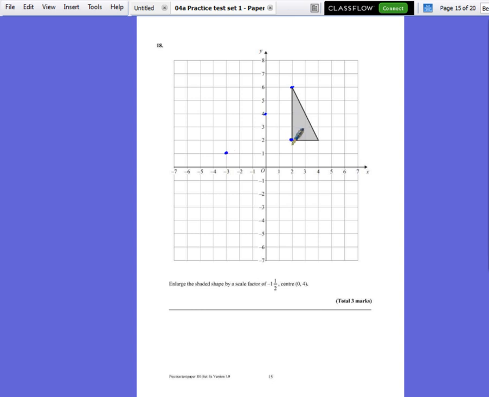This corner is 2 right and 2 down, so I'm going to go 3 left and 3 up, so that will go to there. And this corner is 2 down and 4 across, so that would be 3 up and 6 across to there. And that is where our new shape would be.